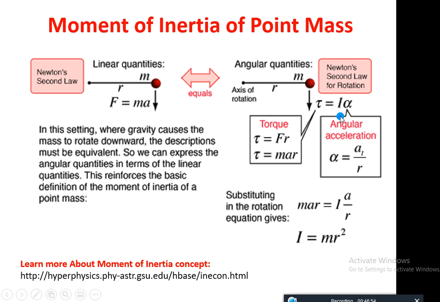Here tau is equal to I alpha, and here we have tau is equal to mar. So comparing, we have mar is equal to I alpha, putting alpha is equal to a_t over r, and finally we have I is equal to mr square, where r is the moment arm distance. Here it is r. Okay, so this is the main concept.